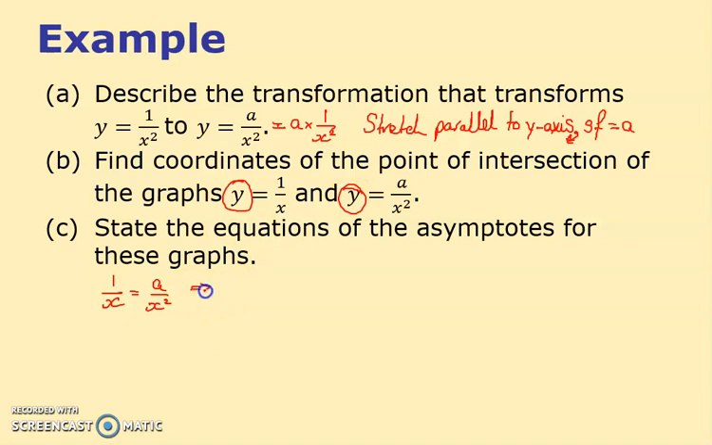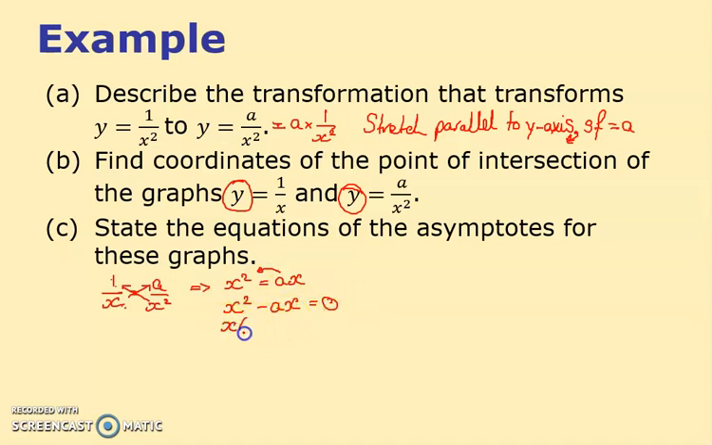So first thing I'm going to do is get rid of these fractions, so I'm going to cross multiply. I'll get x squared, that's times by the 1, equals x times that a, which is ax. Having done this, get them on one side: x squared minus ax equals nothing on the right.